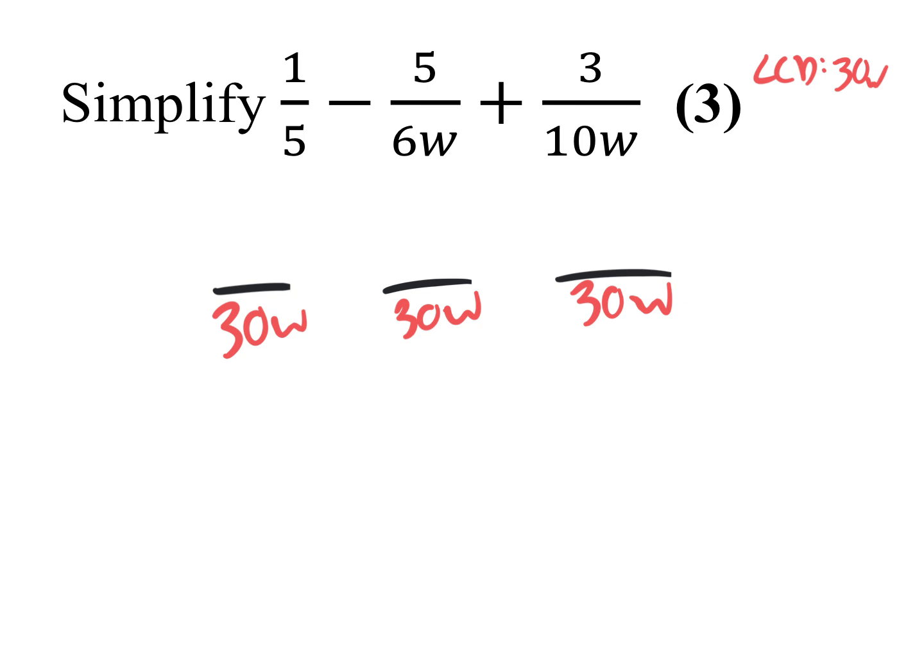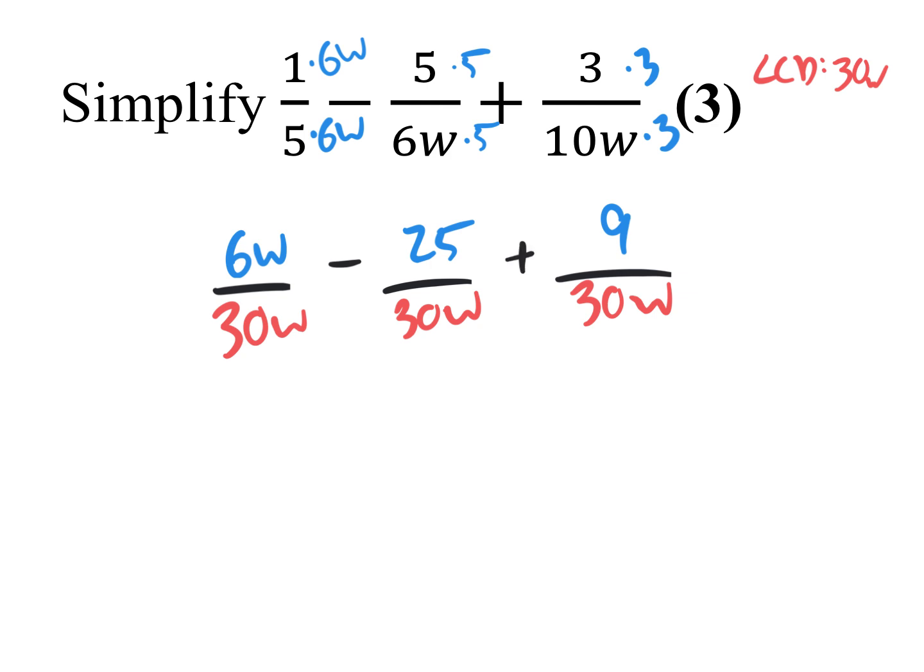So how do you change the 5 to become 30W? Well, 5 times 6W will give you the 30W. So you multiply the top as well by 6W and you get a 6W up here. And then 6W times what gets you a 30W? Just the number 5, okay? So you're going to go times 5, you get a 25 up here. And last but not least, what do you do to the 10W to get a 30W? You multiply just by 3, no W's, so you get a 9 right there. And of course, we had a minus sign between the first two fractions, so we still have a minus sign. And we have a plus sign between the other two fractions, so we still have that plus sign there.